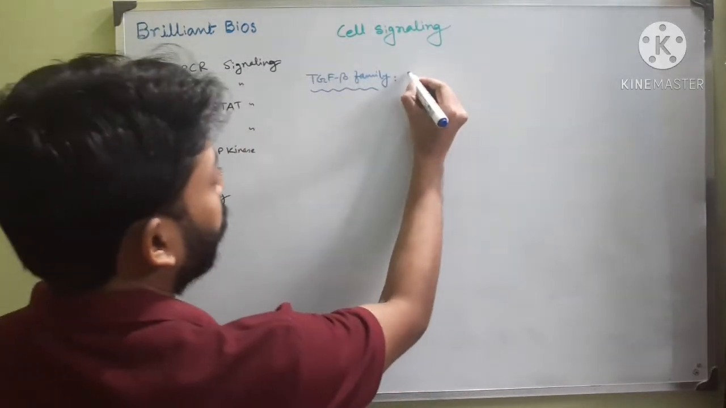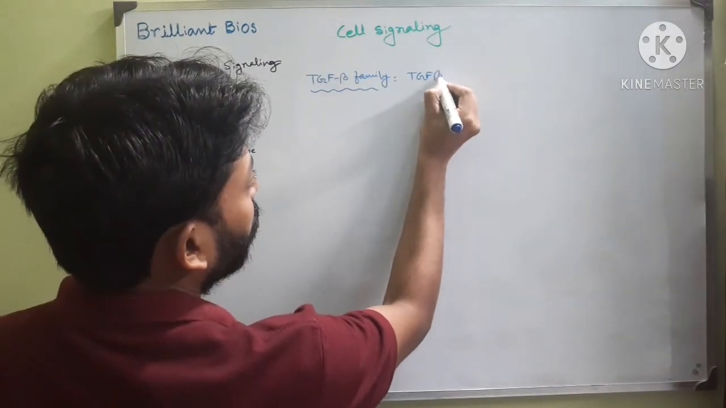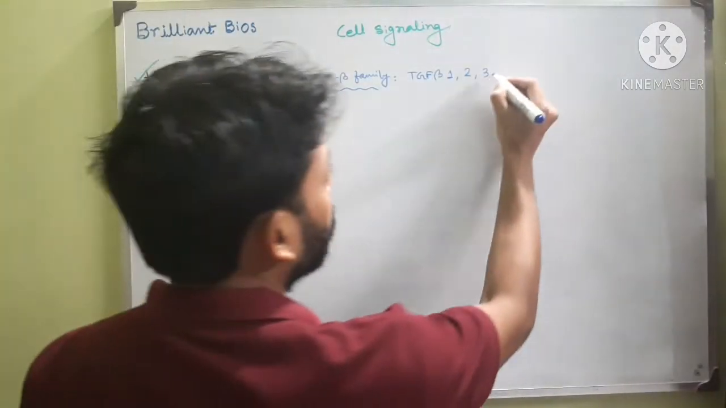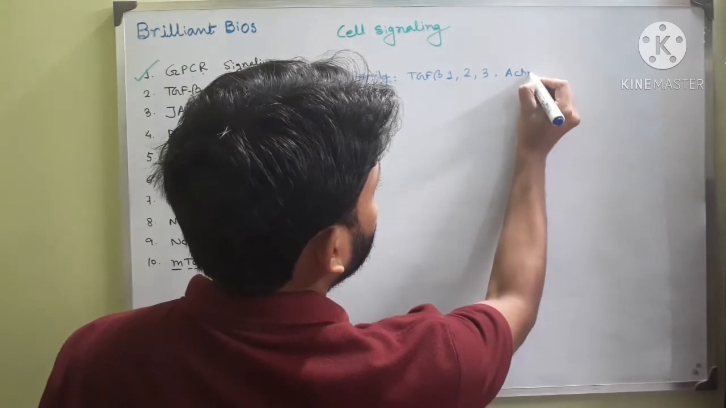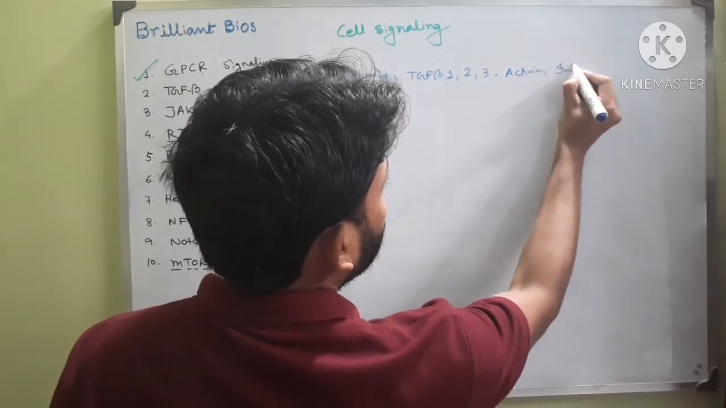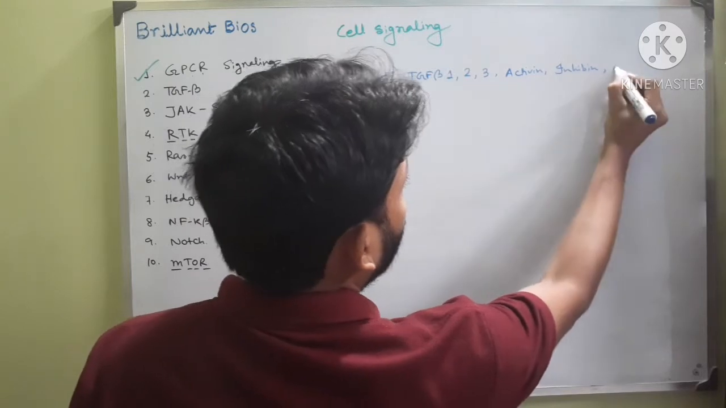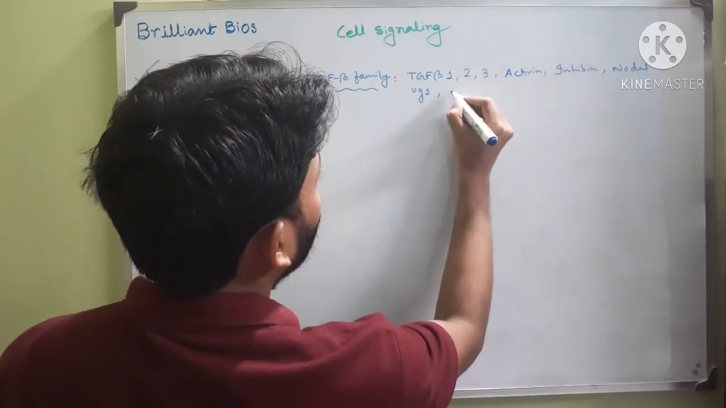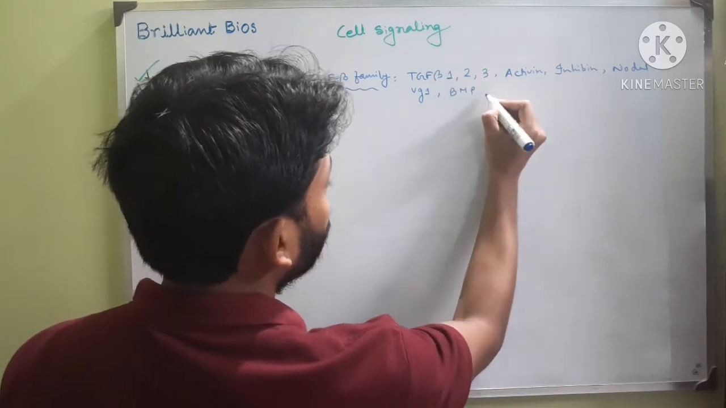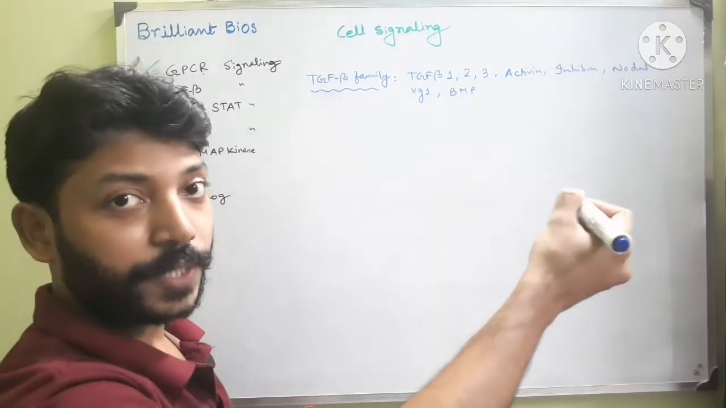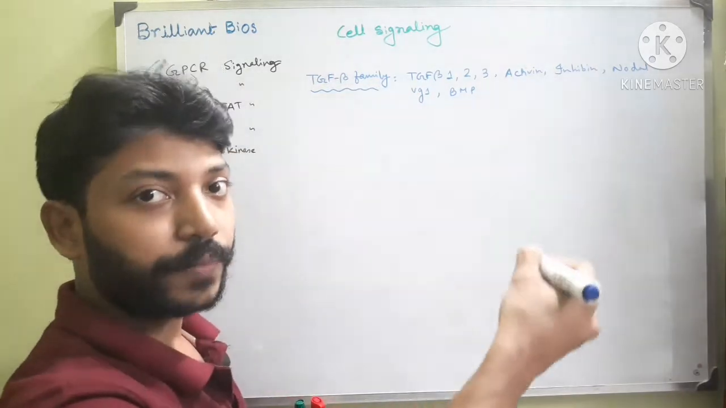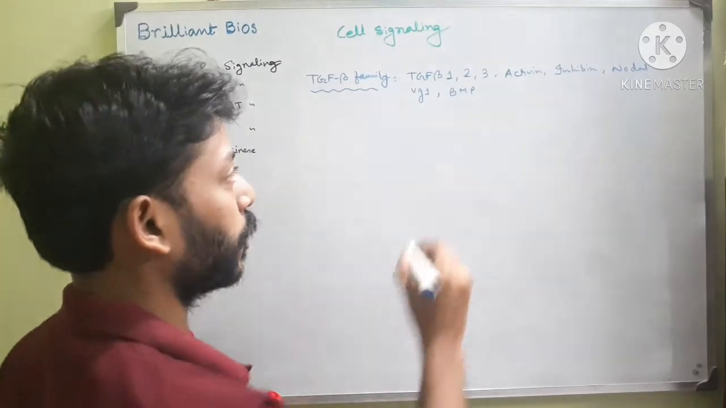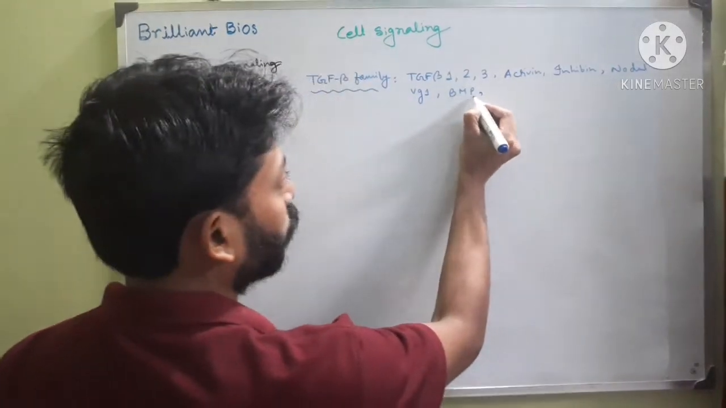Examples of this TGF beta family are TGF beta 1, TGF beta 2, TGF beta 3. Others like activin, inhibin, nodal, Vg1, bone morphogenetic protein BMP. There are different types of BMP, BMP2, BMP3, BMP4, not BMP1 because BMP1 is actually an enzyme, a protease. So BMP in short, bone morphogenetic protein.